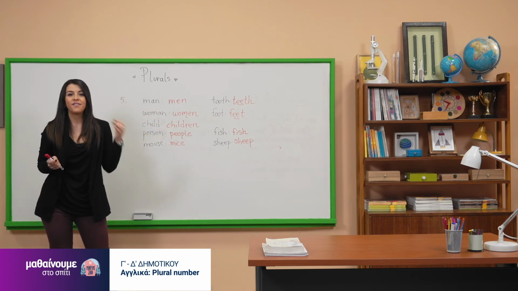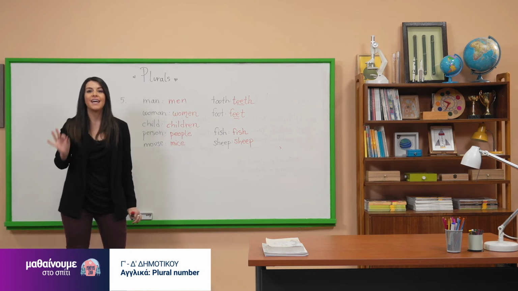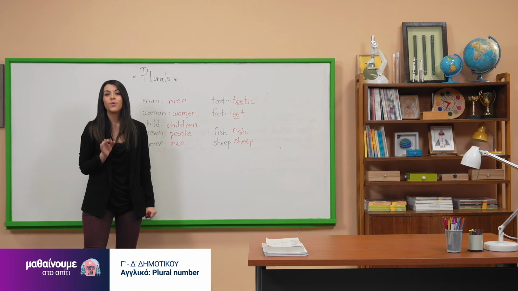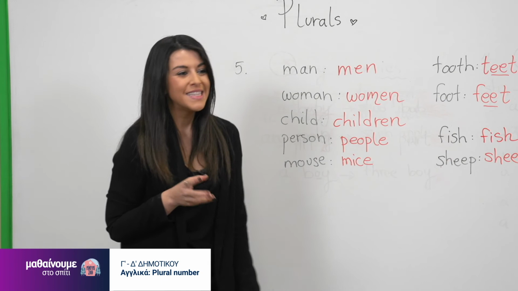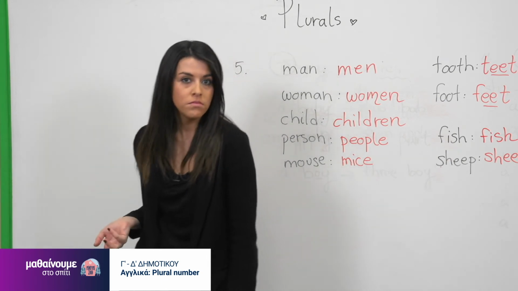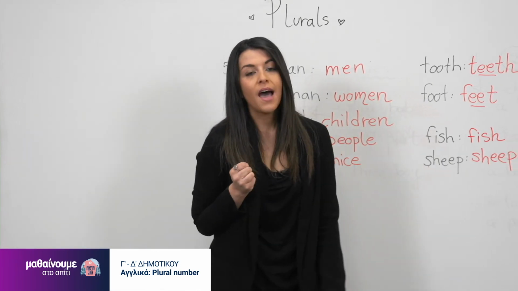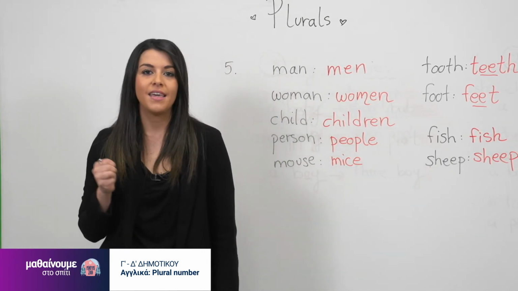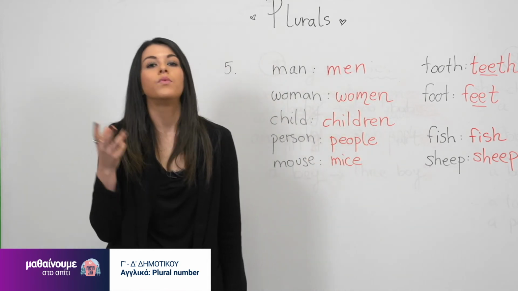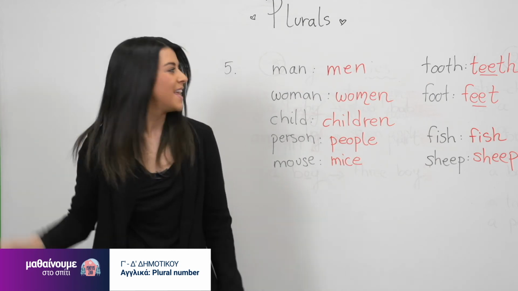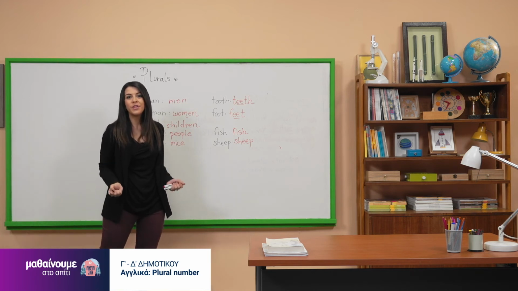1, 2, 3, 4, and 5. So let's remember them one more time. Rule number 1, add S. Rule number 2, when we have SH, CH, X, okay? S and O, sometimes we put ES. Number 3, when we have consonant plus Y, IES. Number 4, F or F and E, we put VES, and then the irregular ones, okay? So these are all the rules of the plurals.